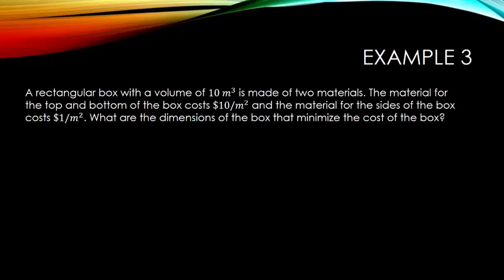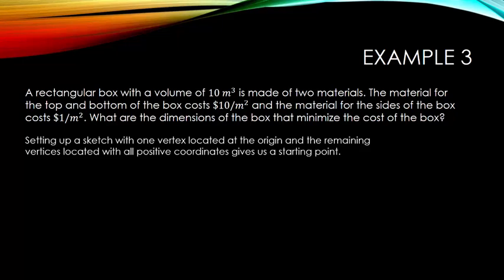I want to work one more example. I have a rectangular box with a volume of 10 cubic meters and it is made out of two materials. The material for the top and bottom of the box costs $10 per square meter and the material for the sides of the box costs $1 per square meter. I want to know the dimensions of the box that will minimize the cost of this box.